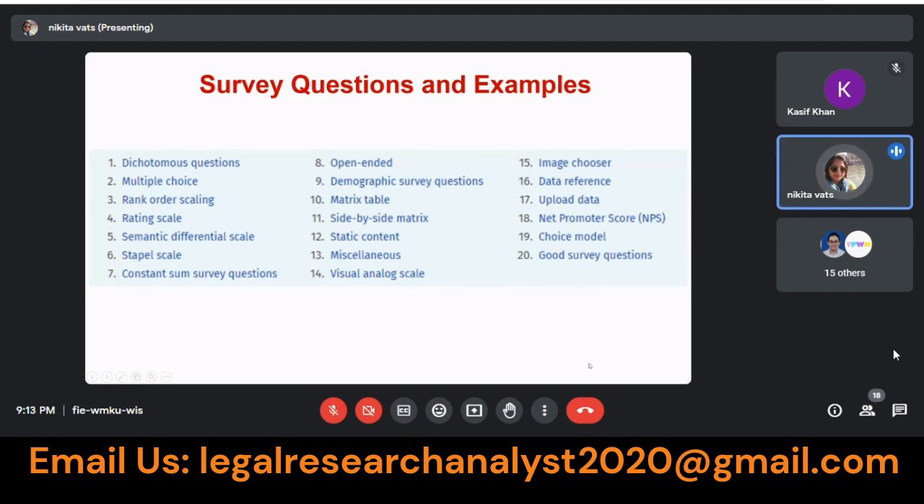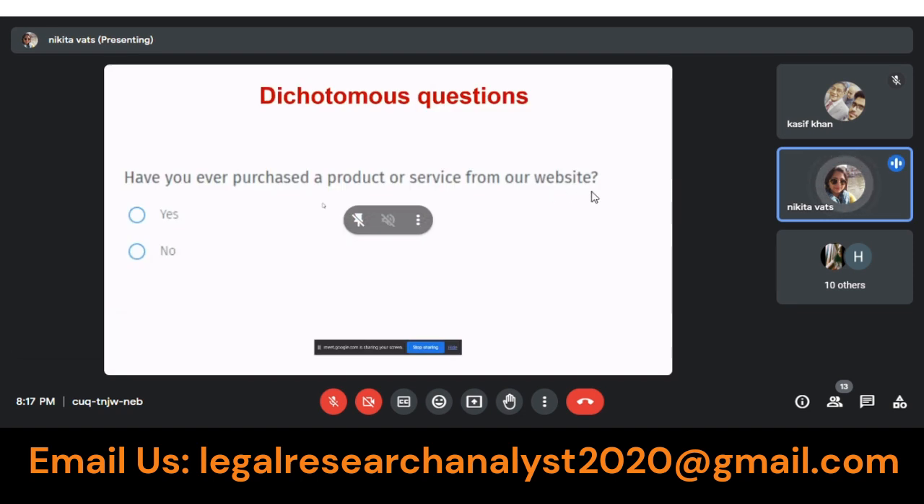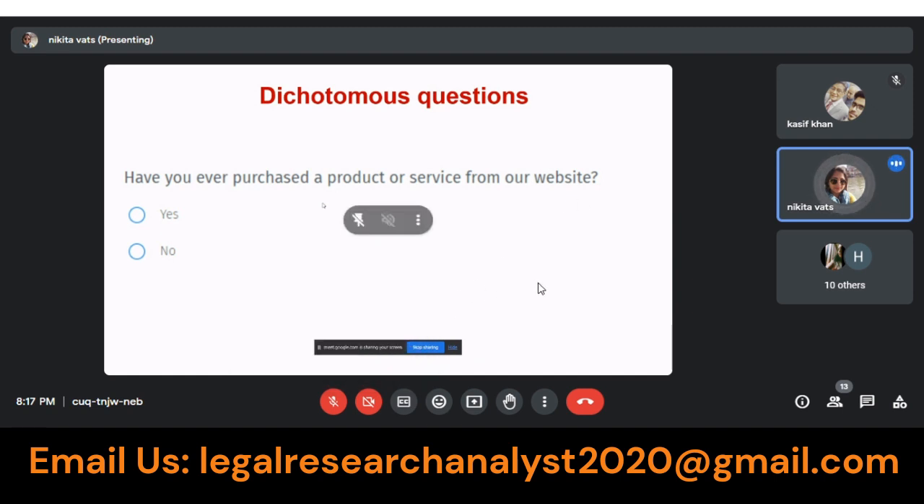Now, these are the survey questions and examples that you can use. So first, let's start with the dichotomous question. What does it mean when you are given only two choices? Yes or no, true, false, good, bad. Like how do you feel? Sometimes you're asked whether you're feeling good or you're feeling bad. So there is no in between. So dichotomous is when you're given only two choices, and you have to choose one.